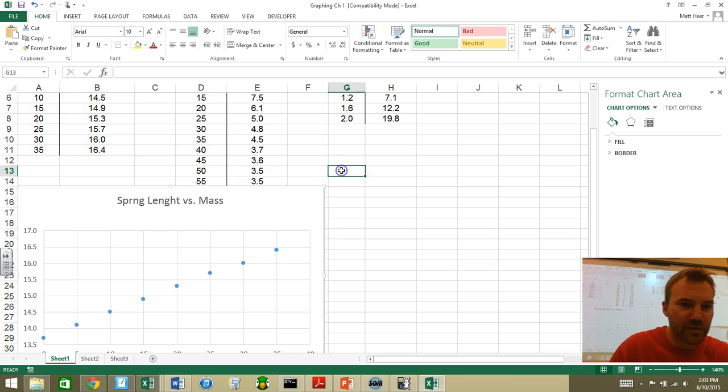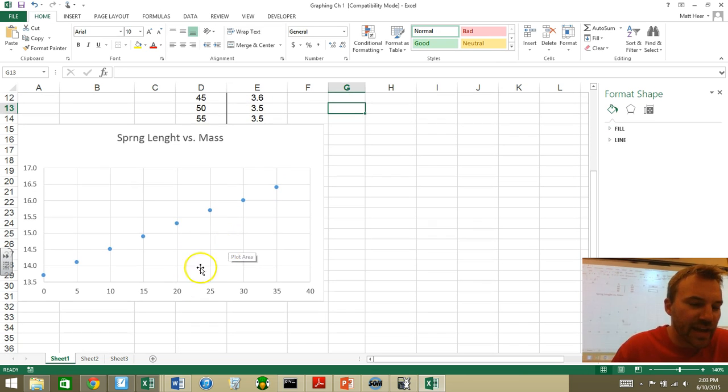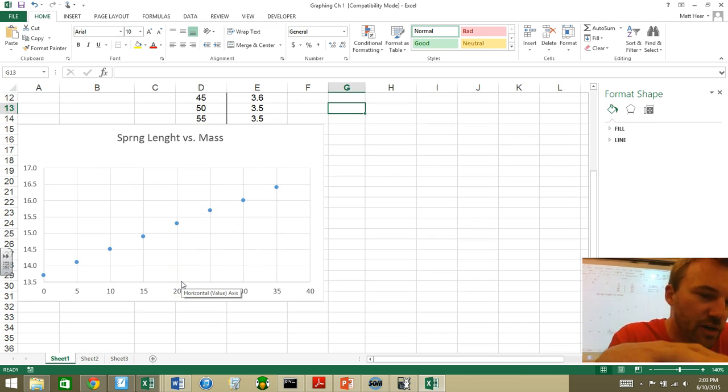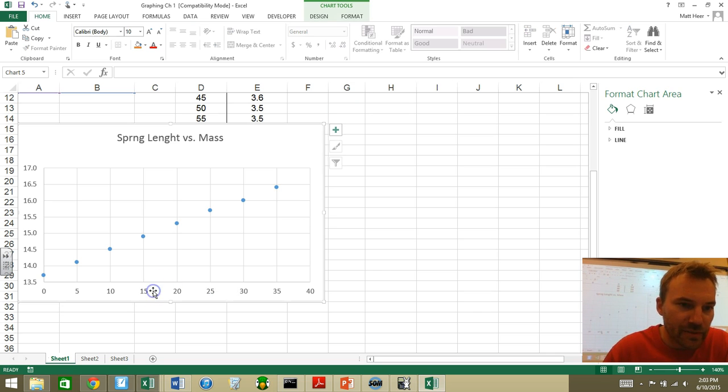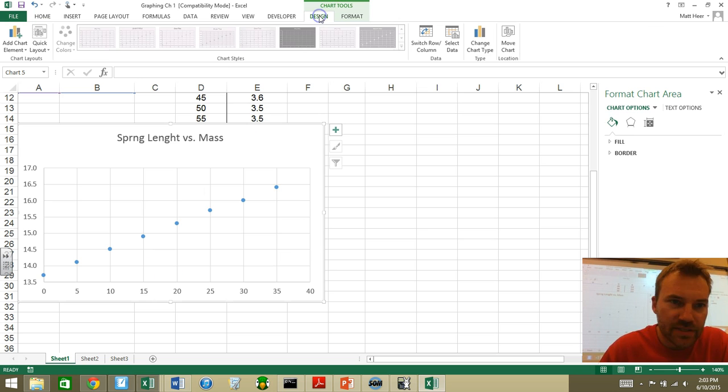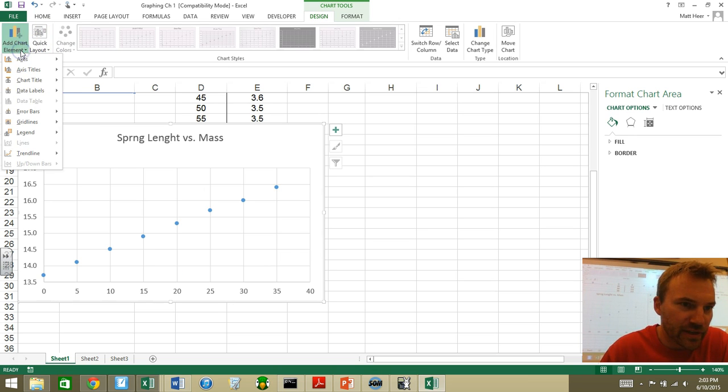Yeah, and there it goes. Spring length versus mass. Now the next thing I have to do, whenever you make any chart, is label your axes. And your axes labels have to have units. So I'm going to click on my chart here. Then I go up to Chart Tools, Design, Add a Chart Element, an axis title.